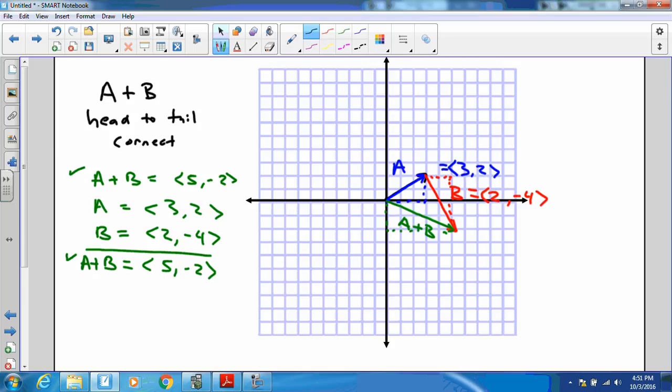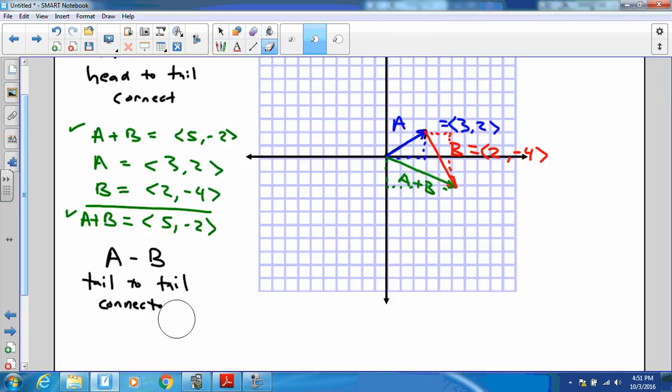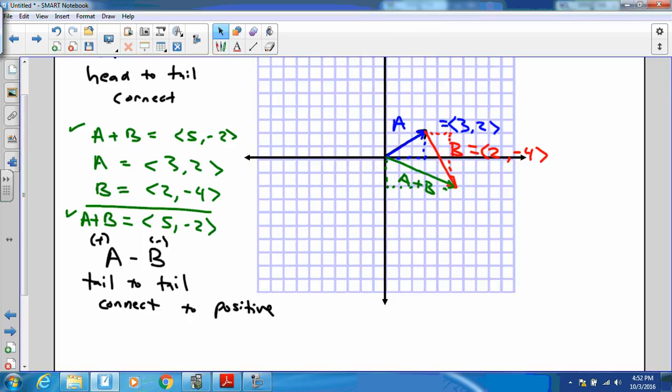If we wish to subtract, then a minus b is going to be found by placing the vectors tail to tail and connecting to the positive. And by the positive, I mean this vector right here. So if we think of this as a plus negative b, then we're thinking of a in its positive sense, or just as it is, and negative b would be the opposite of b. We're going to connect towards a.